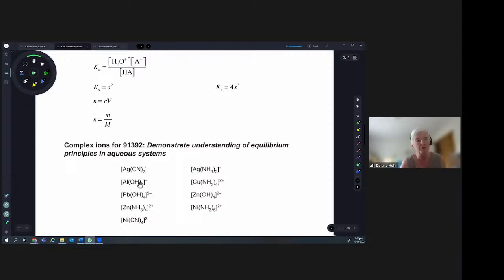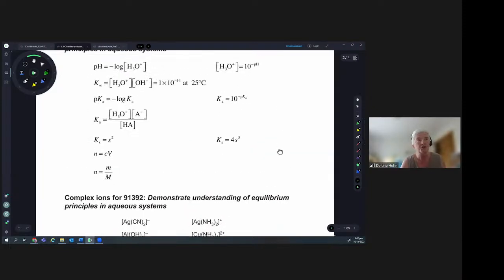Most of them need 4 OHs or ammonia or cyanides, but there are exceptions. Silver has 2 cyanides in its complex or 2 ammonias in its complex, and nickel has 6 ammonias in its complex with ammonia. So please make sure you refer to that.